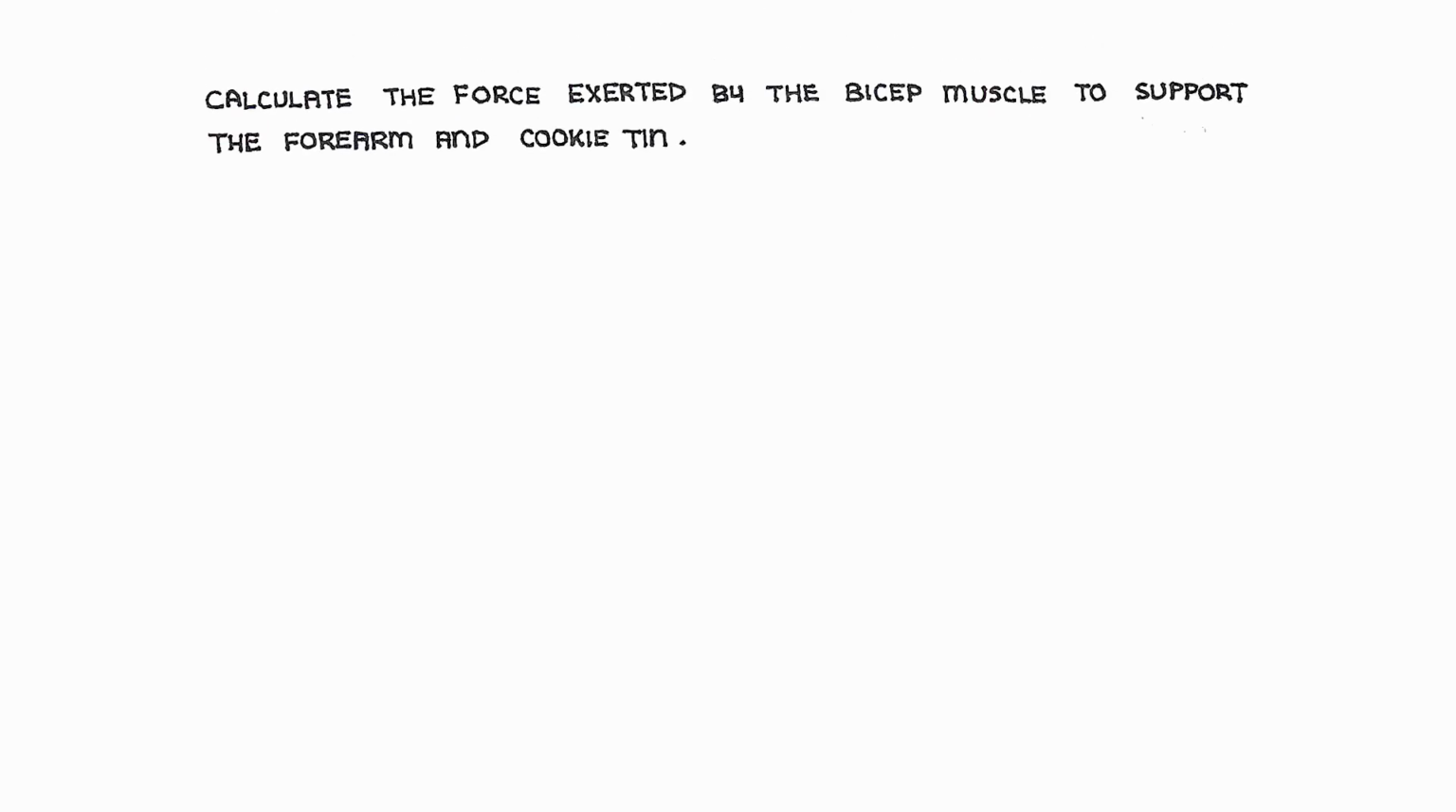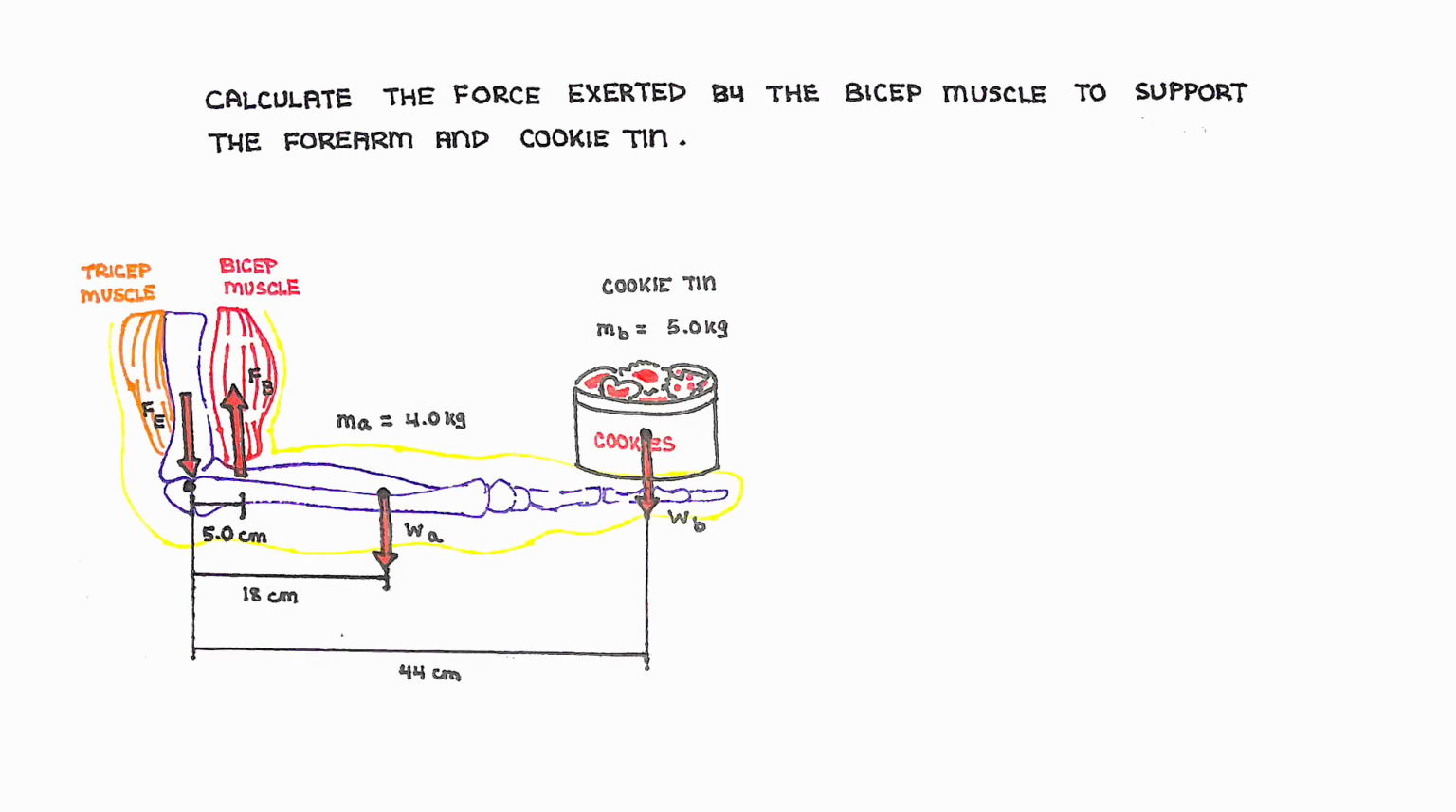So, to start this problem, it is important to identify any known values, including any forces acting on the forearm. Here we see a picture of the forearm holding the cookie tin. With this, you can identify a total of 4 forces acting on the forearm: WA, WB, FE, and FB, which is actually the force that we want to calculate in this problem.